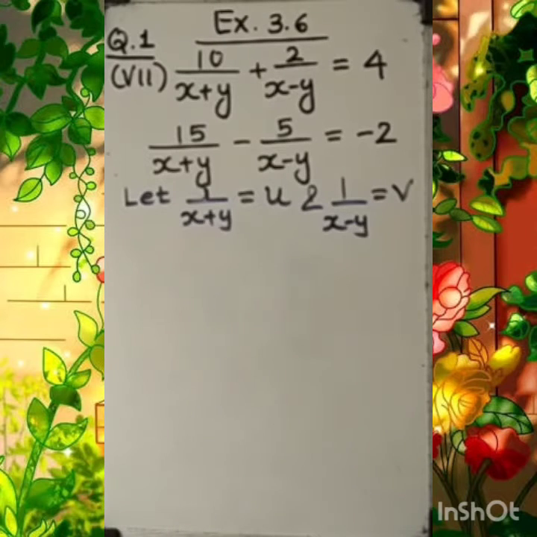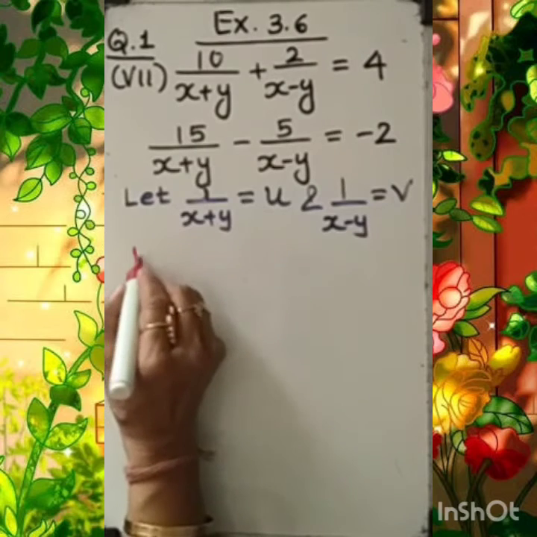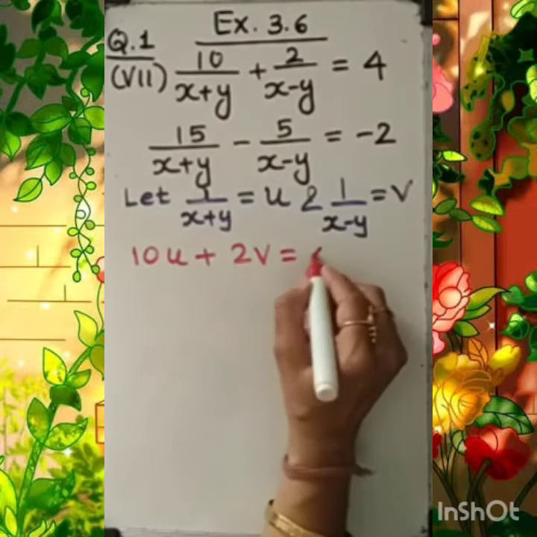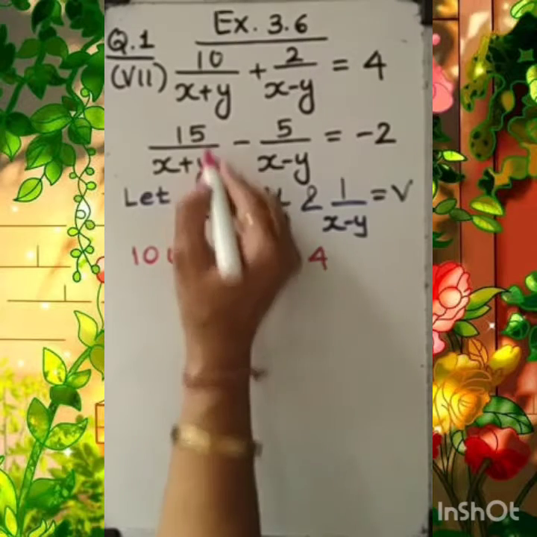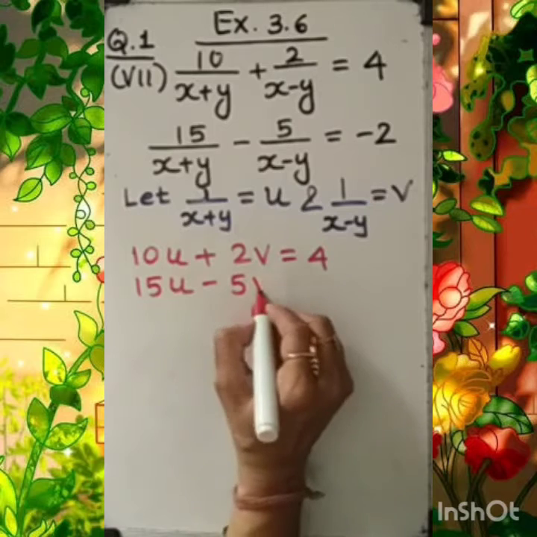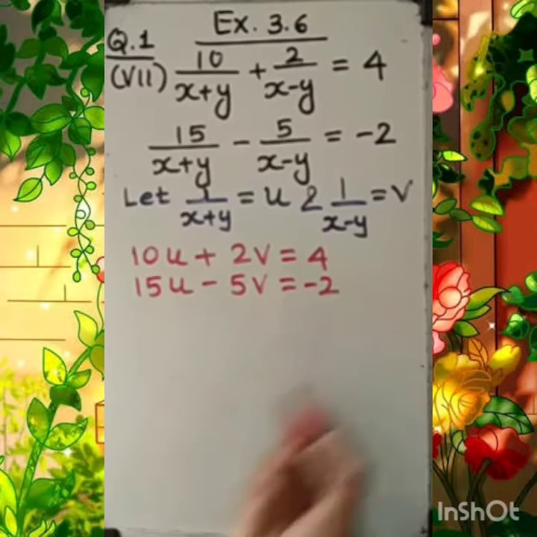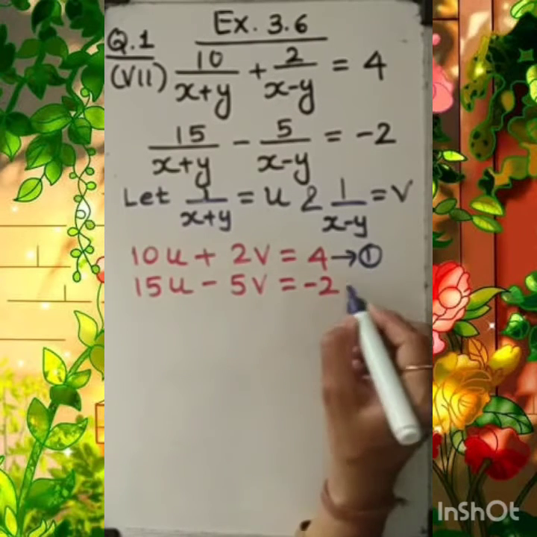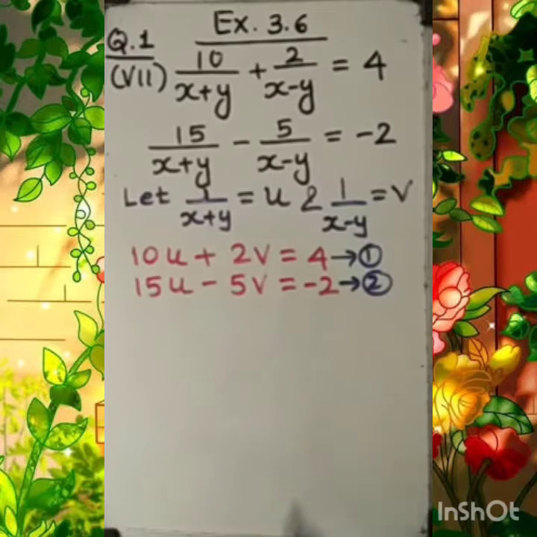If it is so, then our equations will be in this form. 10u plus 2v is equal to 4. In the same way here, 15u minus 5v is equal to minus 2. These are the two linear equations we are getting. Let's call them equation 1 and equation 2. So we successfully reduced it to linear equations.